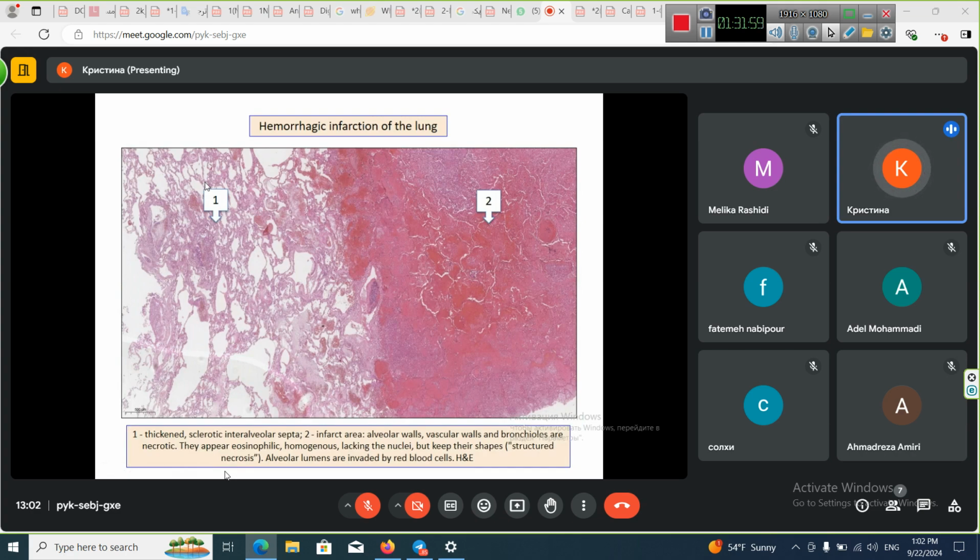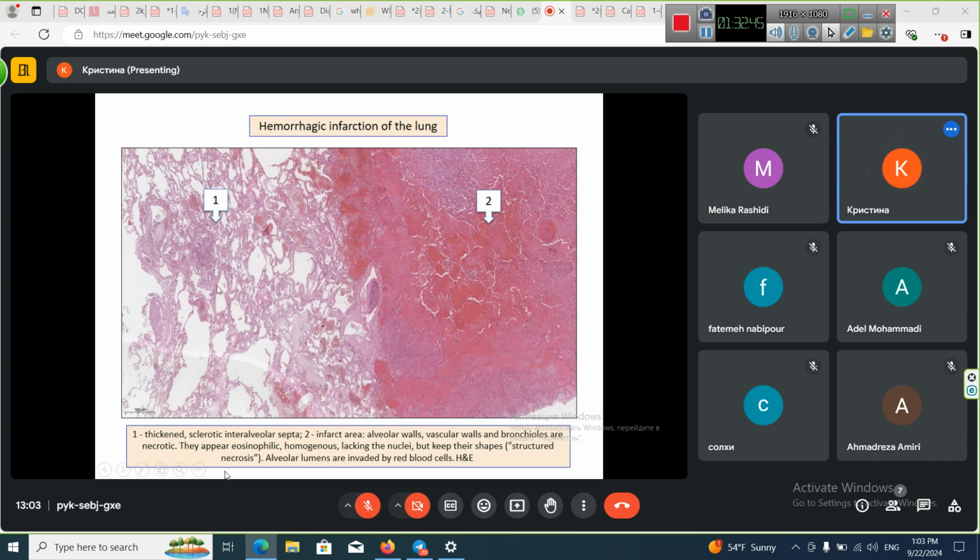And in this histological preparation, number 1 shows us the more normal tissue, and number 2 shows us the infarct area. Because here we have the hemorrhagic infarction in lung, it means that this area is overfilled with blood cells, red blood cells. This is why this area looks more red in color. The dead alveolar cells and other cells which became dead here are now just a mass of dead cytoplasm, which is also eosinophilic.